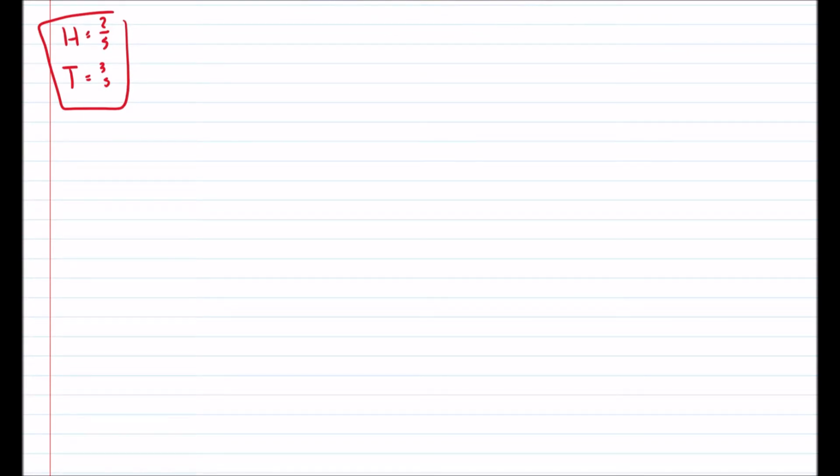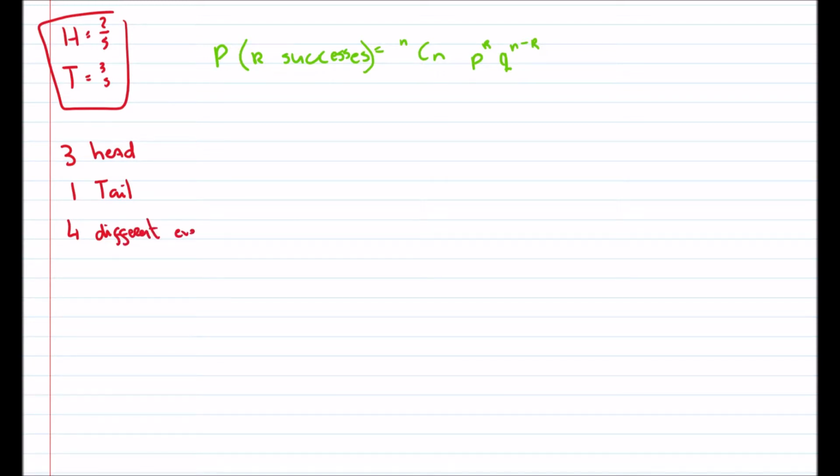Not using the way we did it at the start, but using just this formula. Okay. So the formula actually is, but we don't really need to know it because we'll use more common sense. The probability of r successes equals n, choose r, multiplied by the probability of success to the power r, multiplied by the probability of failure to the power n minus r. So what we want is 3 heads and 1 tail. That's 4, I suppose 4 different events. Okay? Right, so here we go.